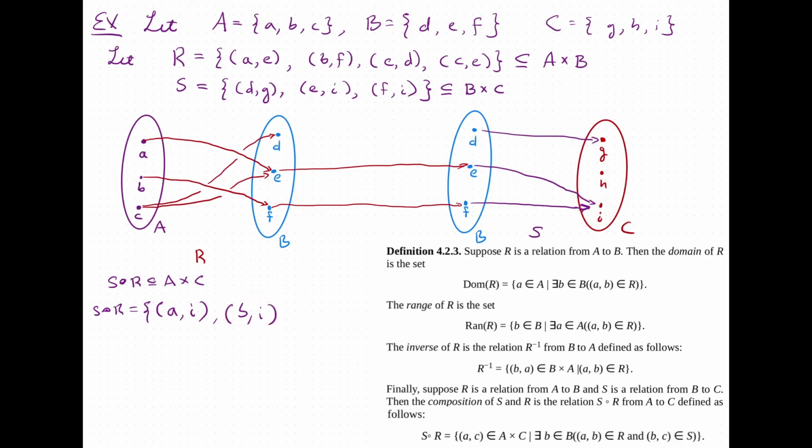Let us continue. Now we look at the next one in the set. So now we have C comma D, and we see that D comma G is in here, so C comma G is in the composition relation. And lastly, we have C comma E, and that's going to give C comma I, since E and E match here.